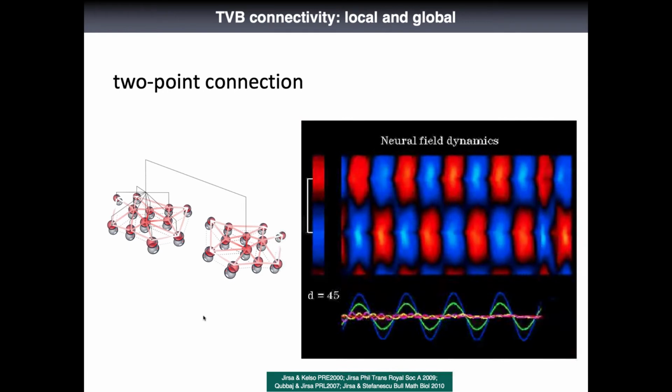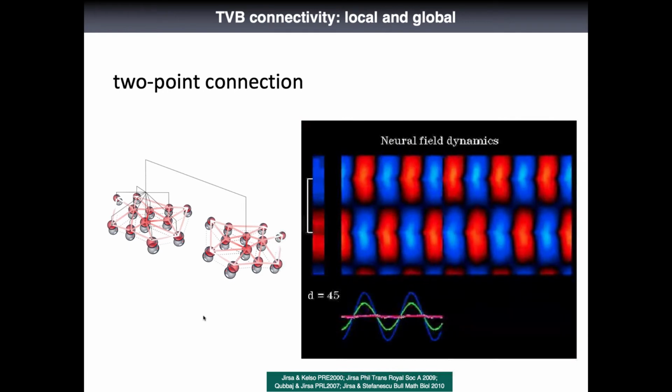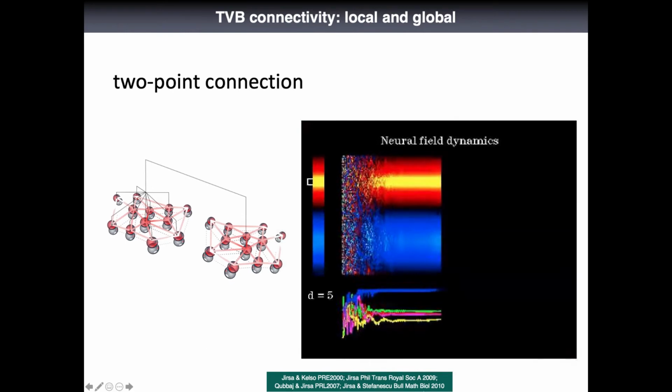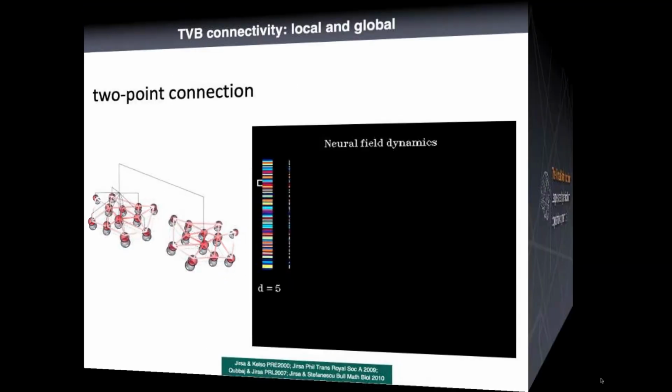So distance matters, time matters, and therefore this space-time structure of brain connectivity is a very crucial element of the whole large-scale network modeling of TVB.